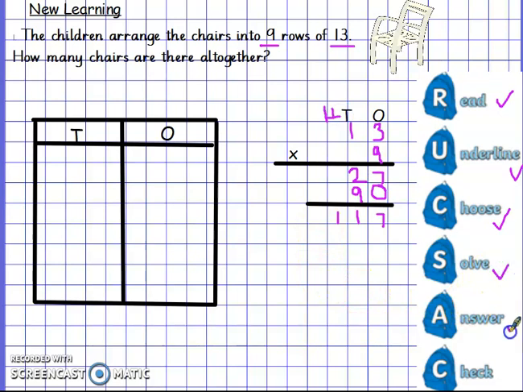We've solved it, we've answered it. Let's check it. 9 times 13 equals 117. That sounds like an appropriate answer. Well done! You've had a go at doing multiplication methods to solve word problems. I think you're almost ready to start independent work.